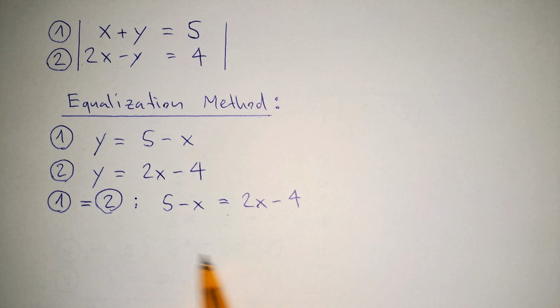Again, like in the first method, we substitute x is equal to 3 back into y is equal to 5 minus x. So again, we get y is equal to 2. So, of course, we have the same solution as before, (x, y) is equal to (3, 2).